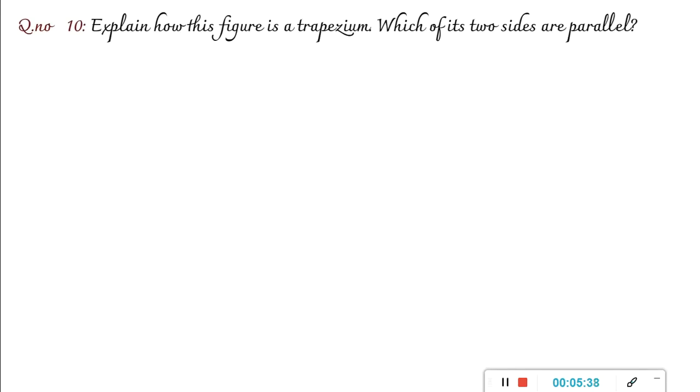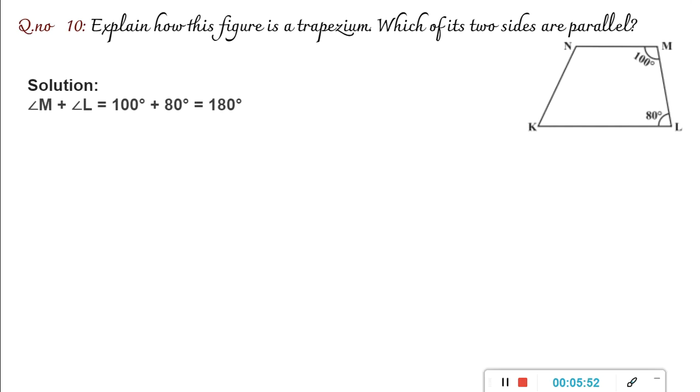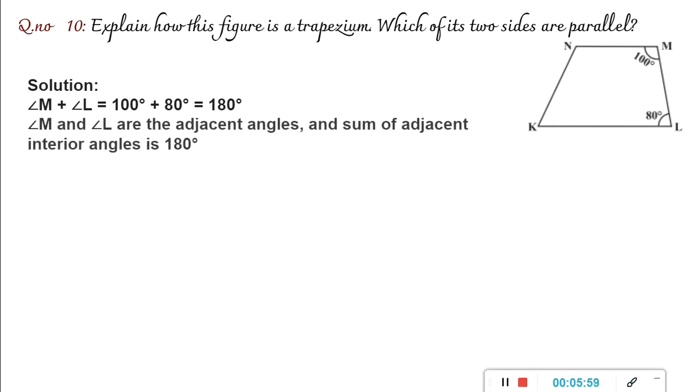Now question number 10. Explain how this figure is a trapezium. Which of its two sides are parallel? See the figure. Here angle M is given 100 degree and L is given 80 degree. So here we can add angle M and L. How much will it come? 100 plus 80, that is equal to 180 degree.